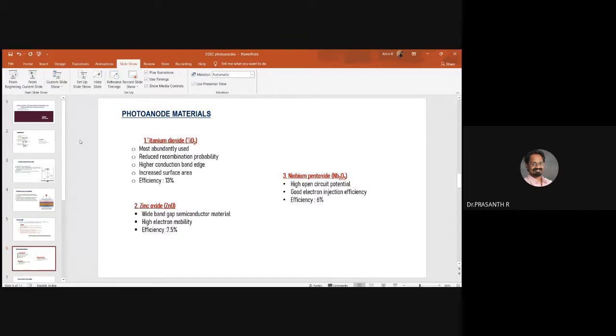Among many different materials that have been tested as photoanode in DSSC, titanium dioxide is the most abundantly used one. This is because of some of its superior characteristics. It has a reduced recombination probability. This is because in the case of titanium dioxide, the valence band is composed of oxygen 2p orbitals hybridized with titanium 3d orbital. So this difference in parity between the energy states will result in reduced recombination probability.